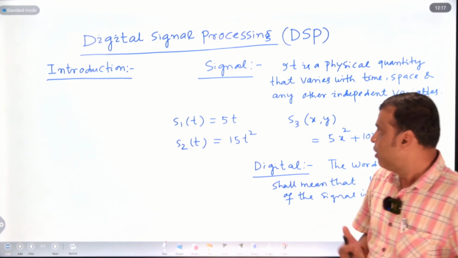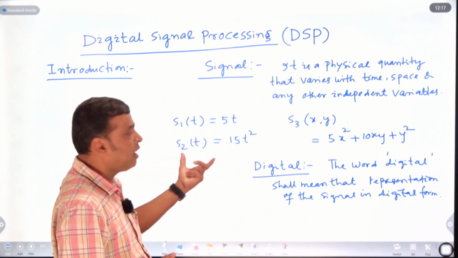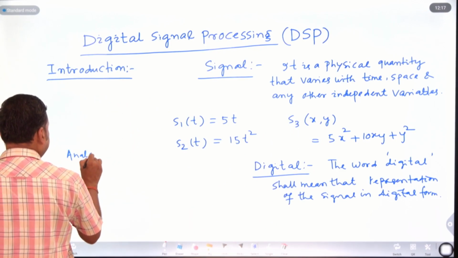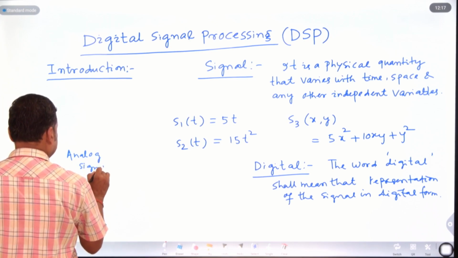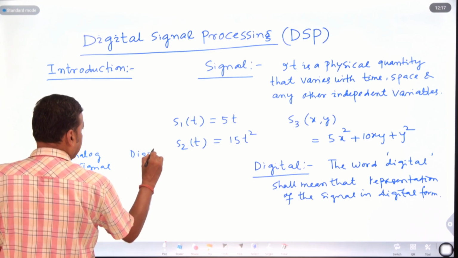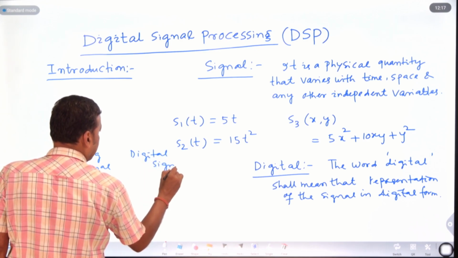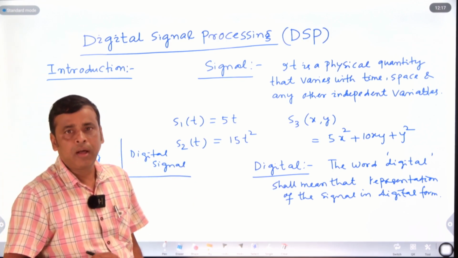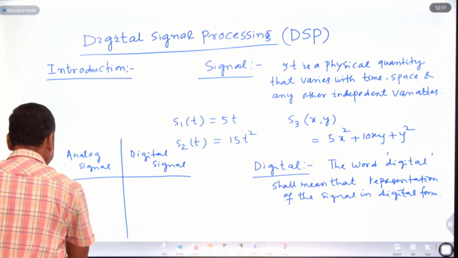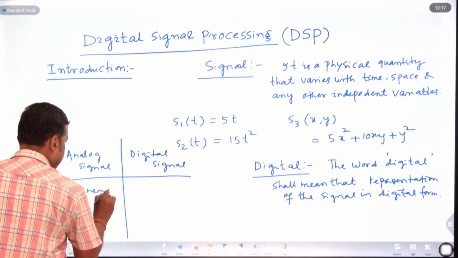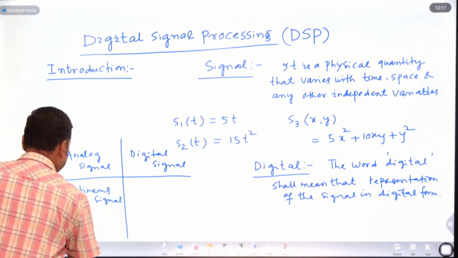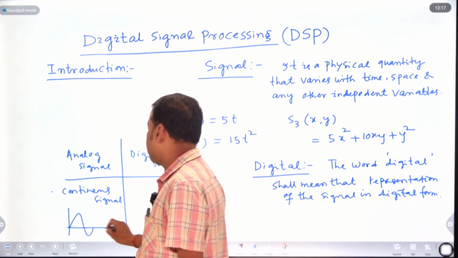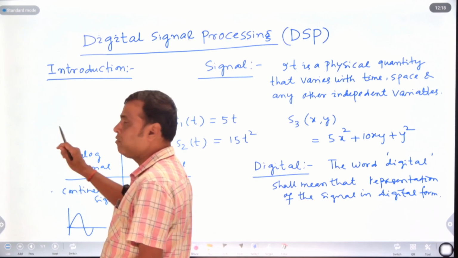What do we mean by digital? There is the analog signal, meaning a continuous signal, and the other is the digital signal. An analog signal is a continuous signal, like a sinusoidal signal. Like this, its amplitude varies with respect to time. The x-axis is time and the y-axis is amplitude, varying with time.